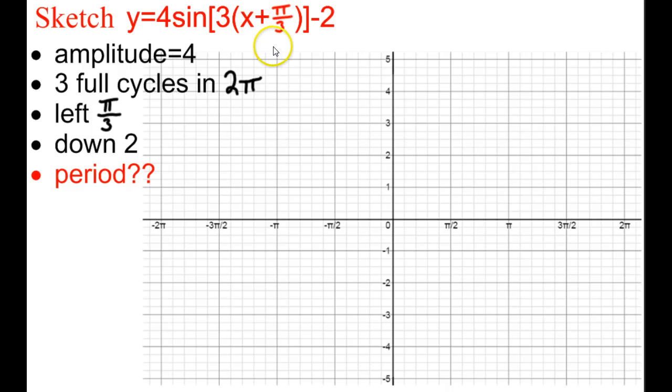The plus pi over 3 here tells me I'm shifting left pi over 3. Remember that essentially we're looking at what we need the x value to be to return me to the 0 position. So if this were all a 0, I'd have my x value 0. Now when I get negative pi over 3, that gets this middle part to 0, and so what was here is now over here slightly. And then the minus 2, of course, just decreases the entire curve.